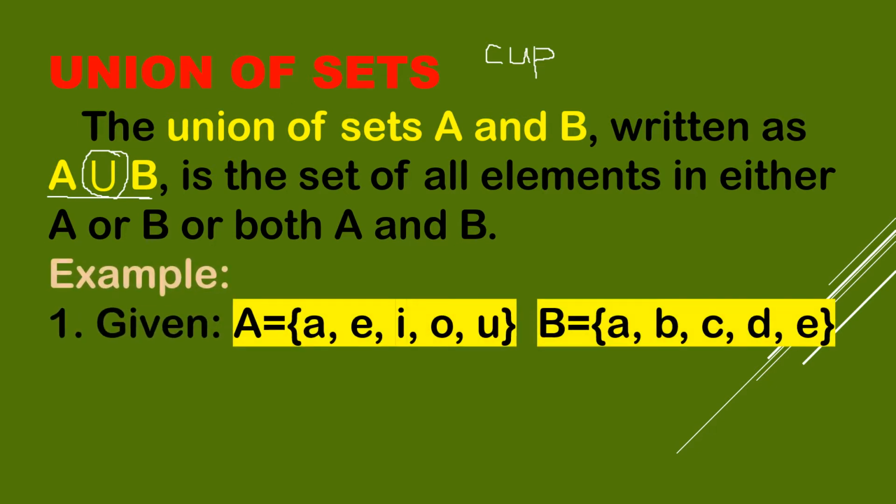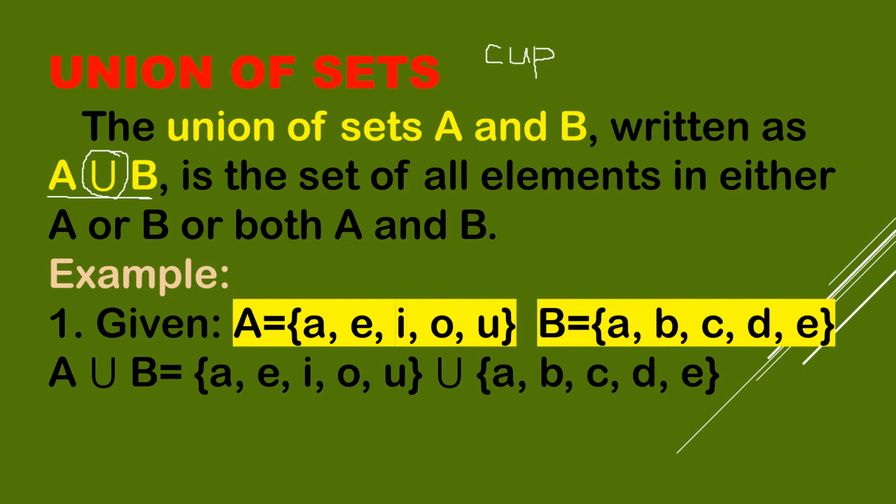Given set A consists of elements A, E, I, O, U, and set B consists of elements A, B, C, D, and E. Now we are going to find A union B. Again, when we are going to find the union of sets, given two sets, we simply combine all the elements of the given sets. In this case, we have here set A consists of these elements, while set B consists of these elements.